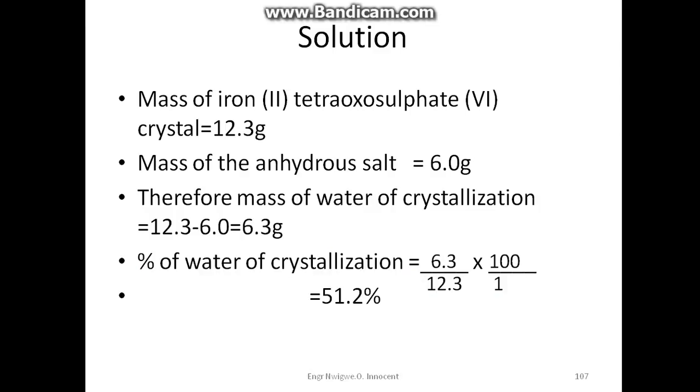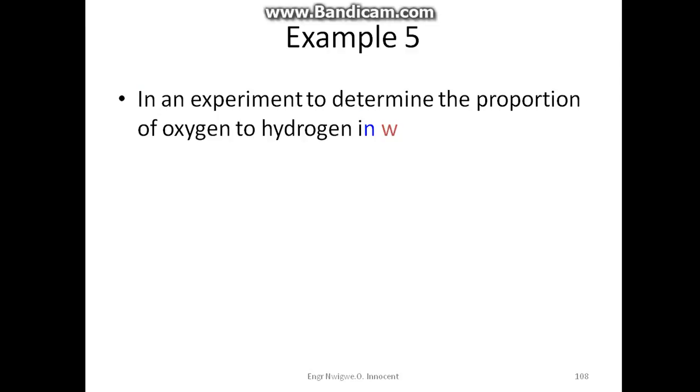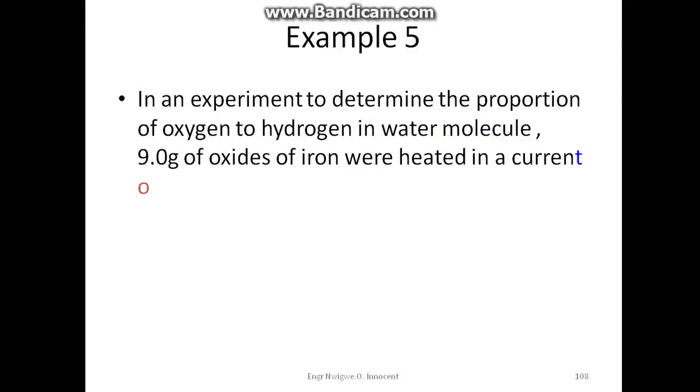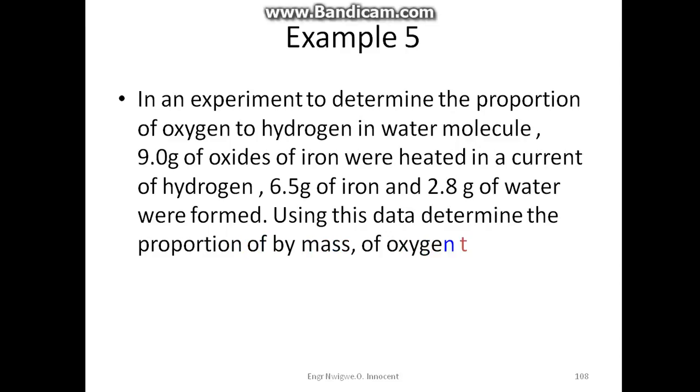Example 5. In an experiment to determine the proportion of oxygen to hydrogen in the water molecule, 9.0 grams of oxide of iron was heated in a current of hydrogen. 6.5 grams of iron and 2.8 grams of water were formed. Using this data, determine the proportion by mass of oxygen to hydrogen in water.